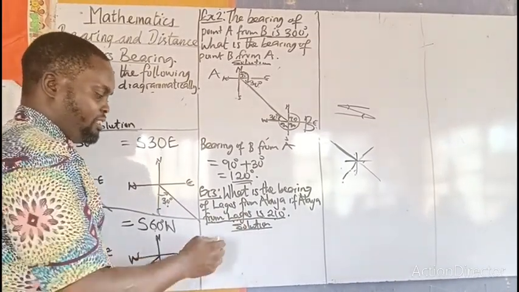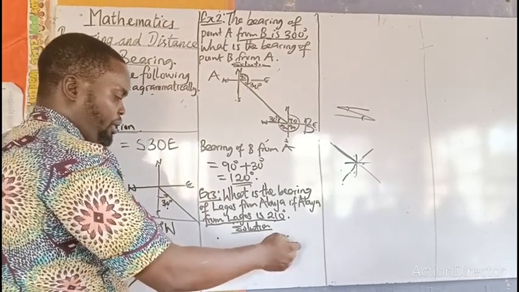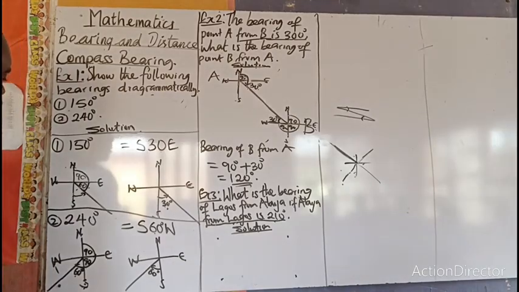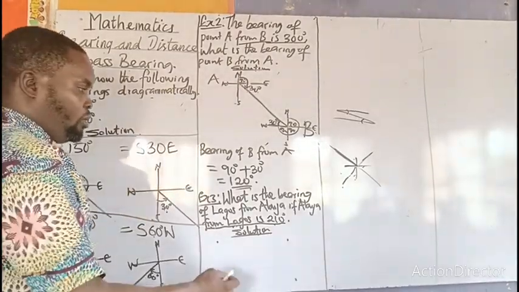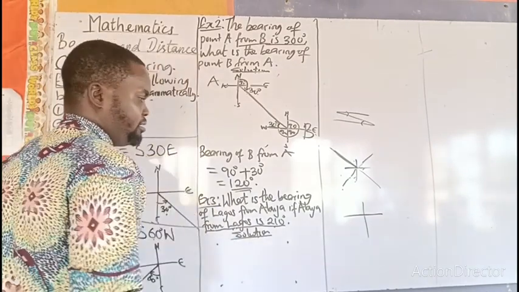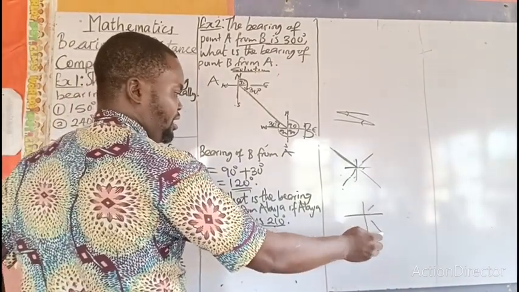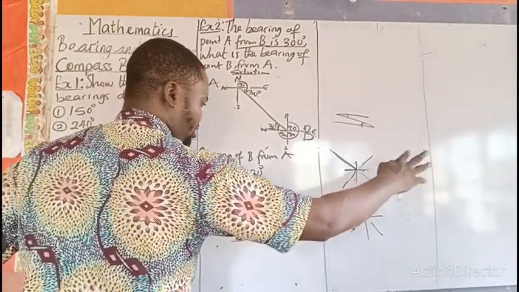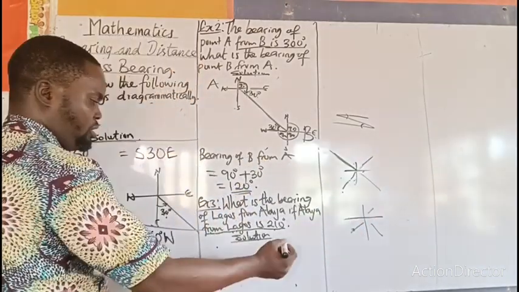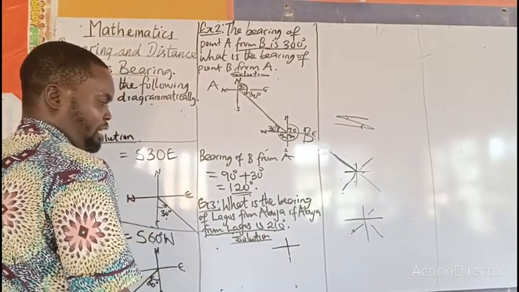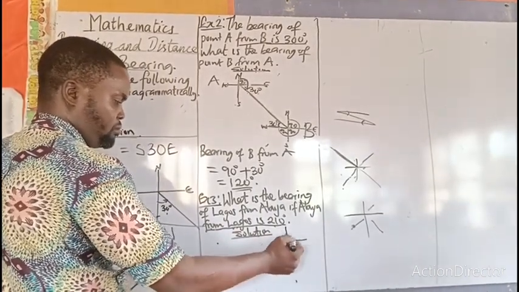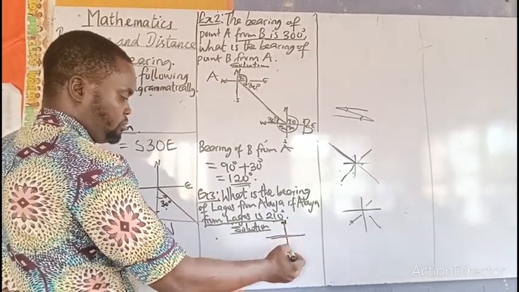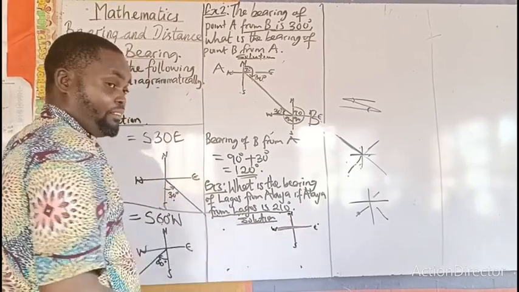Where will I draw the Lagos? Up here, down here? Down here. 210 degrees, where does it fall in? So if it falls here, where will I put it? Up on this side. So I'll put it here. Are you getting that? So we go north, south, west. So we are reading 210.